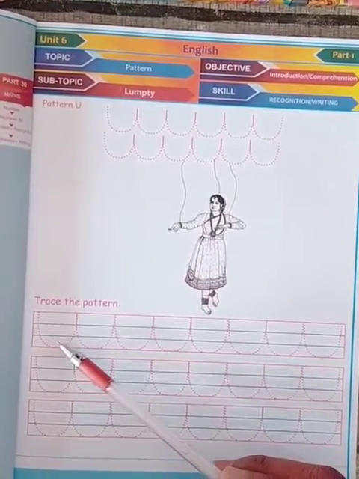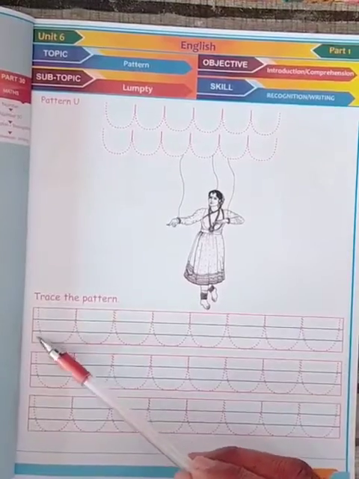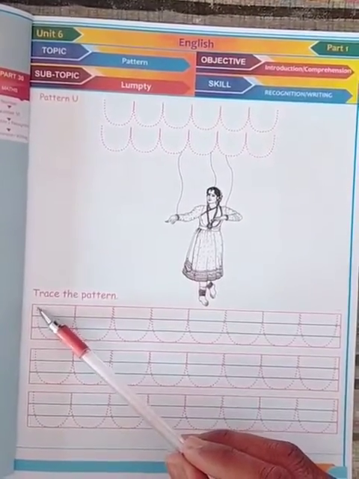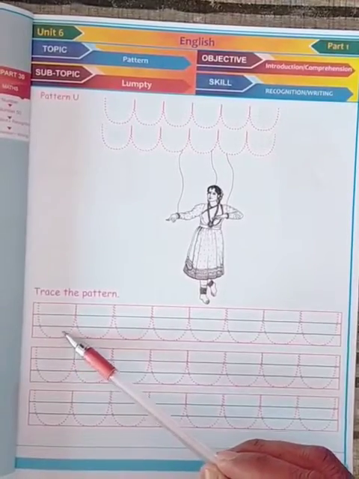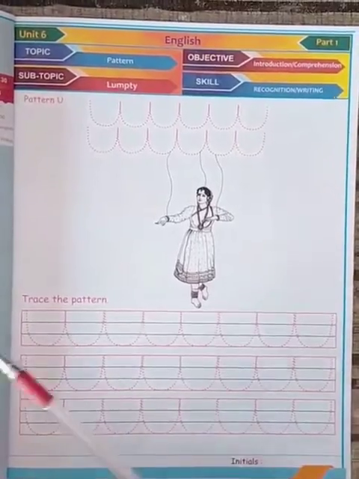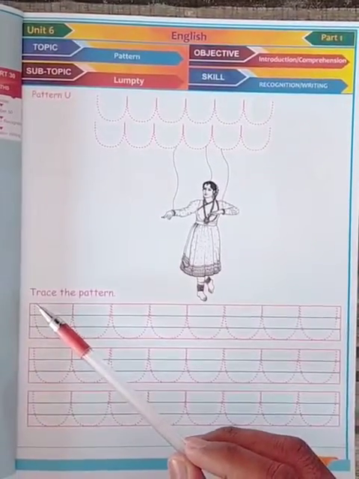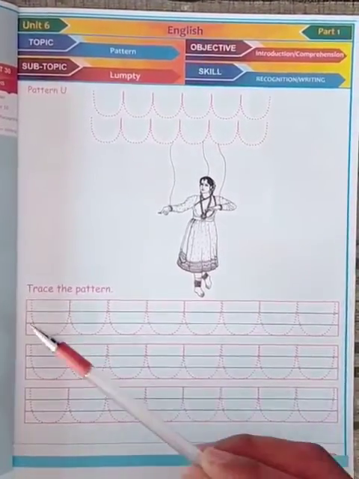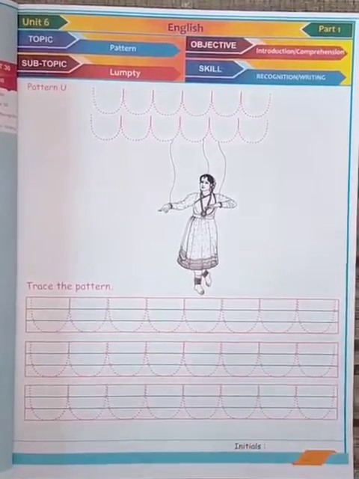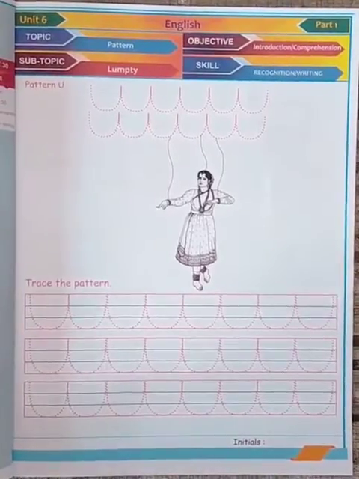So when you write in 4 lines, you have to cover all 4 lines for this pattern. Start from the first line, then cover all 4 lines and then complete it. You have to do this pattern in a proper way by joining the dots and complete this page.